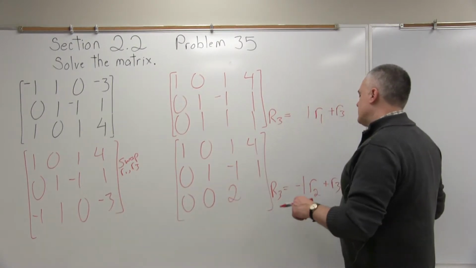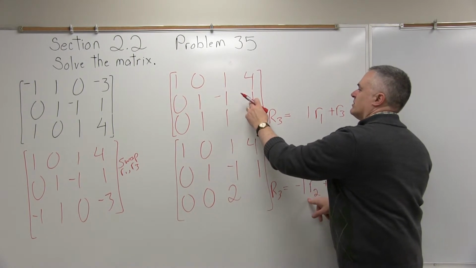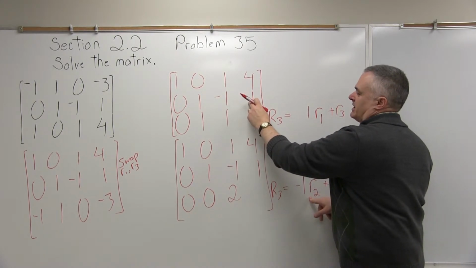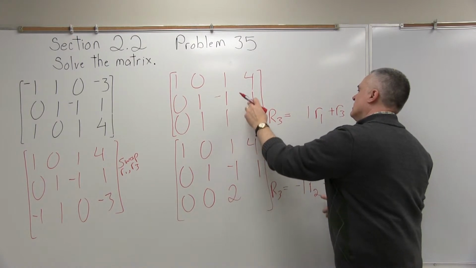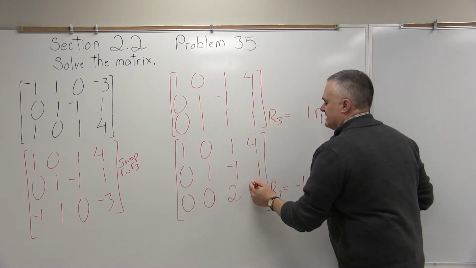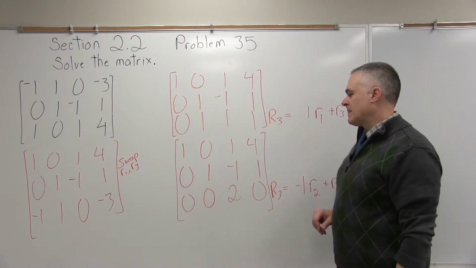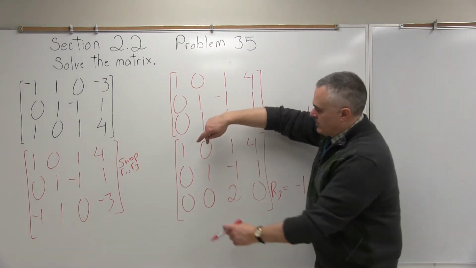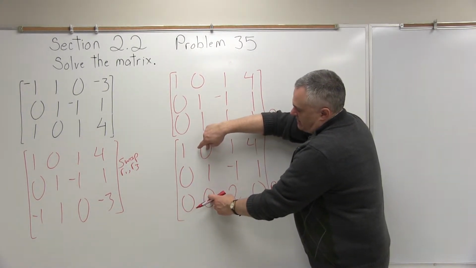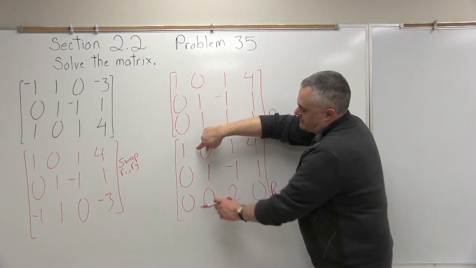And finally, the last position, negative 1 times row 2 is negative 1 times 1. Make a minus 1. Add to row 3. So negative 1 and positive 1 is 0. OK. So step 4 is complete. The other values in the second column have become zeros.